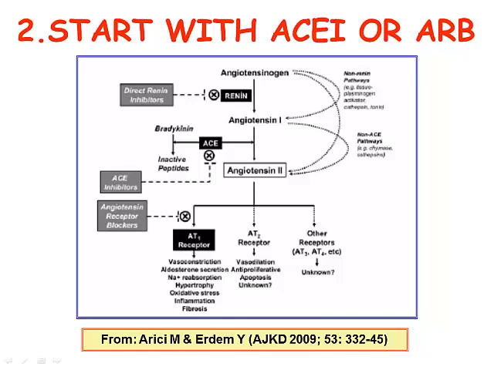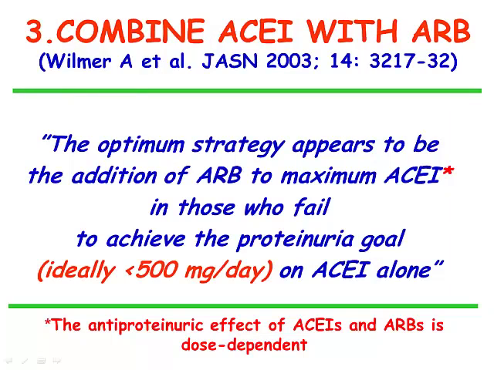It is important to know, however, that there is a non-ACE pathway which leads to the production of angiotensin II, which actually escapes the action of ACE inhibitors. And it is also important to know that there is a local production of angiotensin II, which again escapes ACE inhibition. And this is the rational basis for using not only ACE inhibitors, but also ARB together. Then combine ACE inhibitor with ARB.